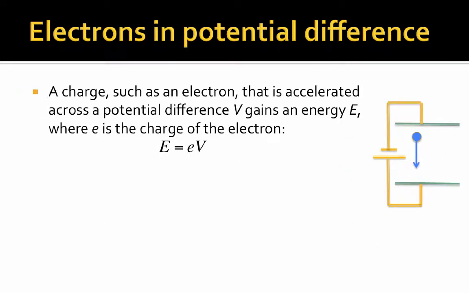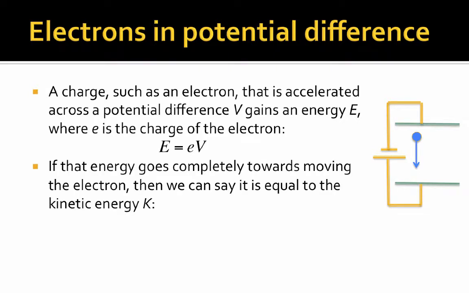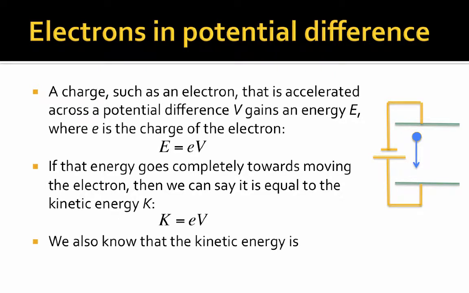Okay, so now let's look at electrons in a potential difference. For example, a battery like this, or the battery symbol, where the electron is released from one side of the potential difference region and accelerated towards the other side. If we have a charge, like an electron, that's accelerated across a potential difference, it will gain an energy, E, where little e is the charge of the electron, so E equals e times V. And if that energy goes totally towards moving the electron, then it's equal to the kinetic energy, K. And we also know from General Physics 1 that kinetic energy is K equals 1/2 mv squared.